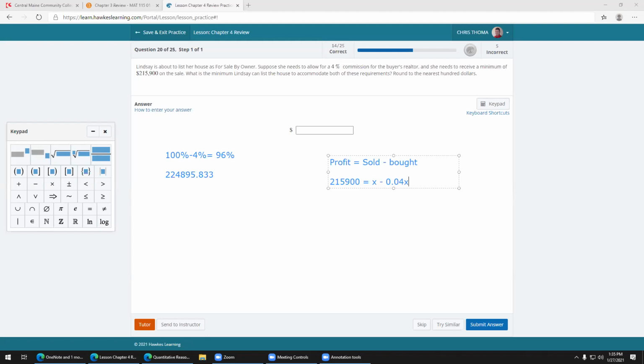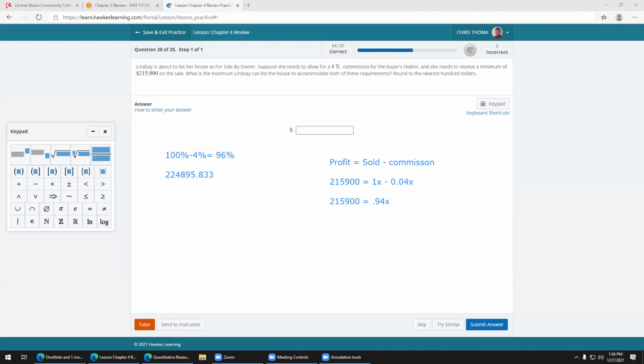So I take how much I sell for and I subtract off the commission and I get the leftover money, right? So instead of writing that, we could type in sold minus commission. That might be better verbiage for this type of problem. Well, this, even though it's not shown there, has a 1 in front of it. So 1 minus 0.04 is 0.94. So 215,900 equals 0.94x, right?